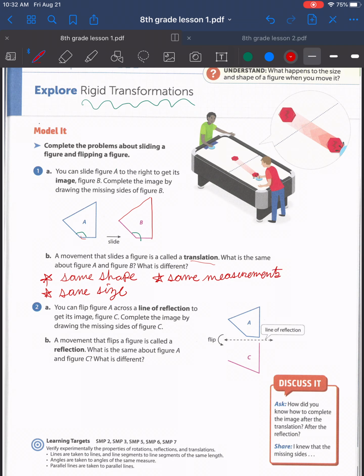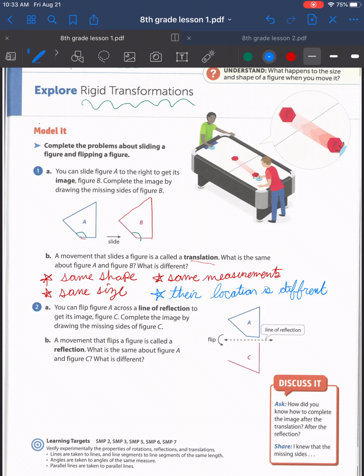Now, what is different? There's only one thing that's different, and that is their location. That is the only thing. It's a slide, it's a translation. Remember, you need to be writing all of this in your book. If I go too fast, you can always pause.